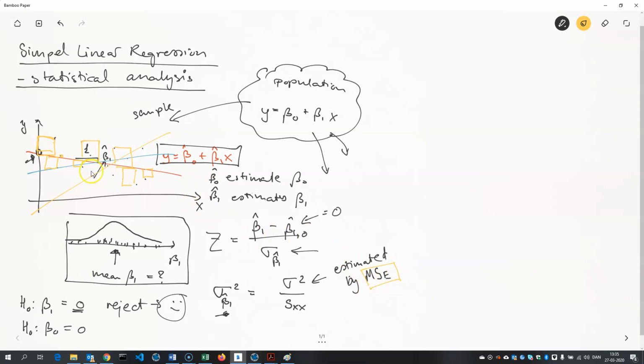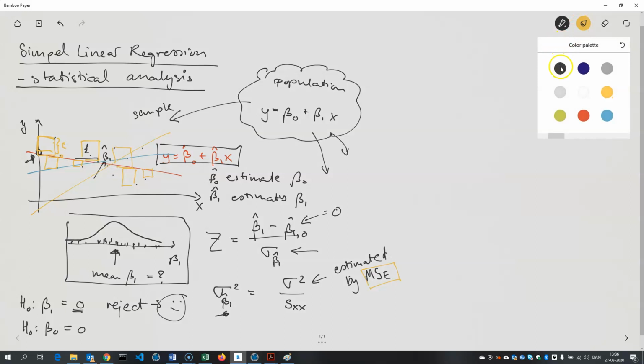So we call this the error, right? That's the error. And if you take the square of that and sum it up and find the mean, then you get the mean square error. That's our best estimate. That's an unbiased estimate for the true variance in the response variable here, in the response values. Right. So, since we don't know it, we have to estimate it.